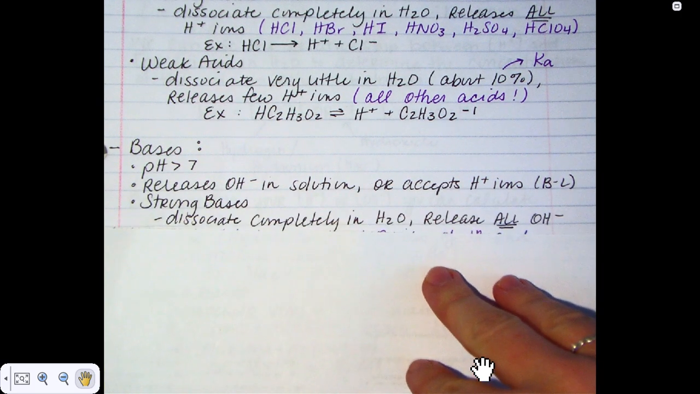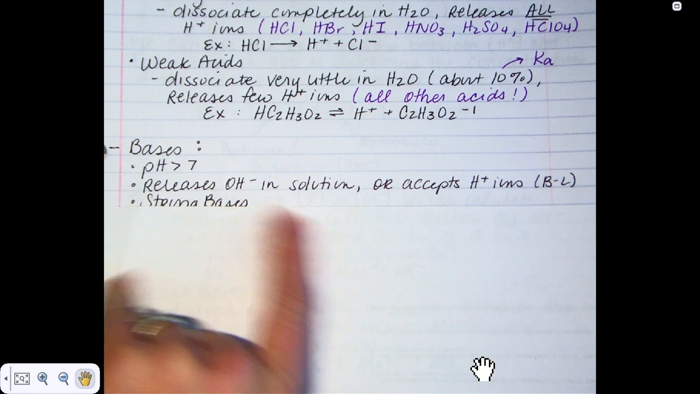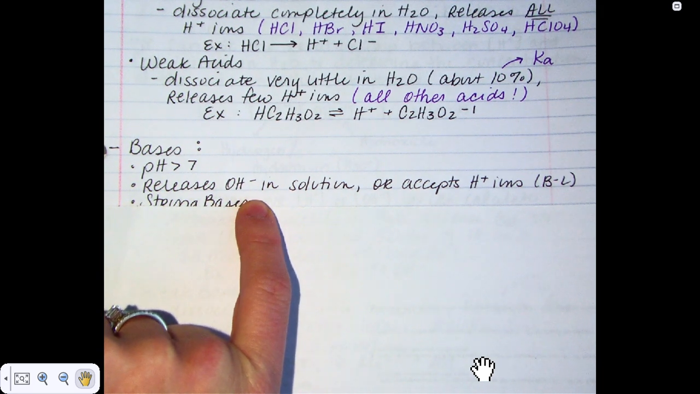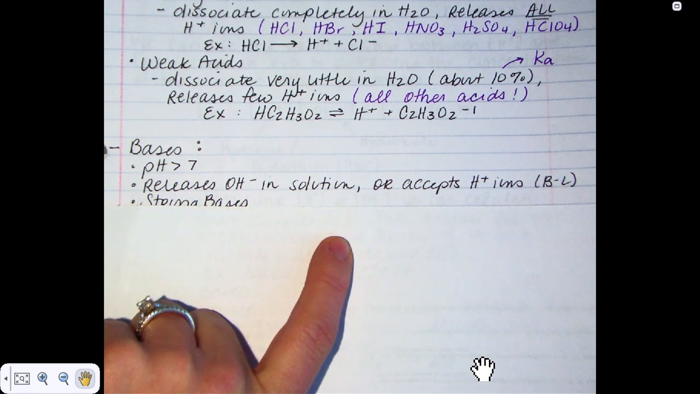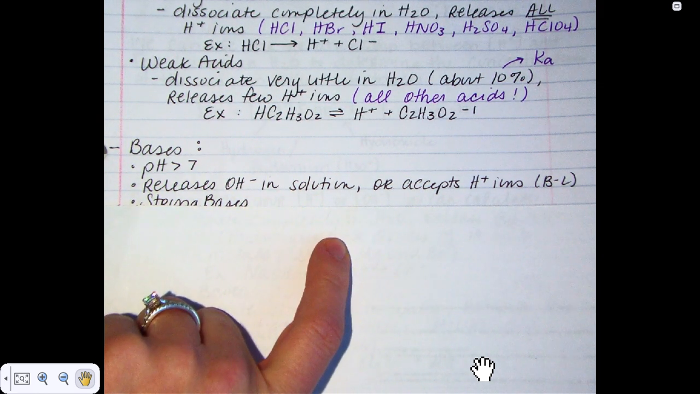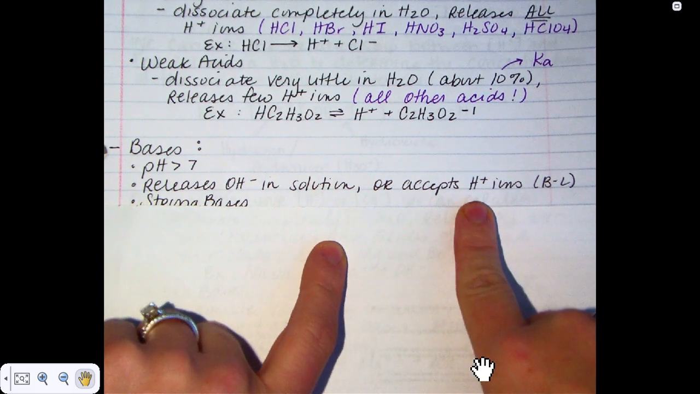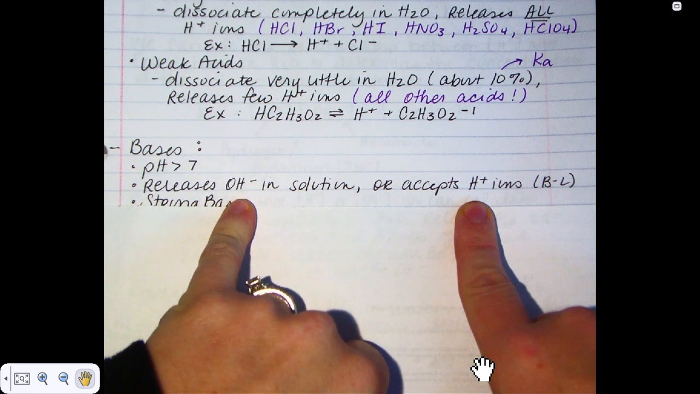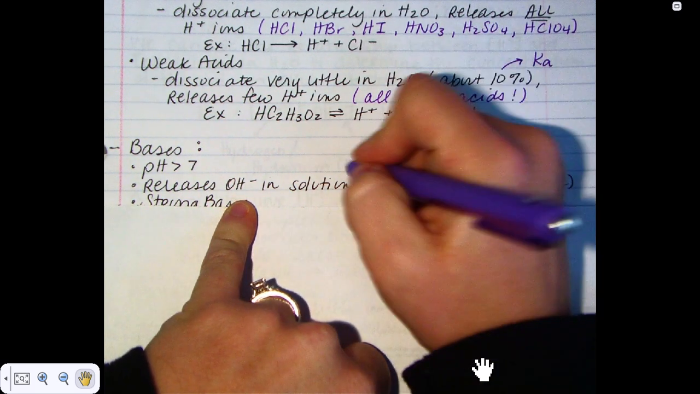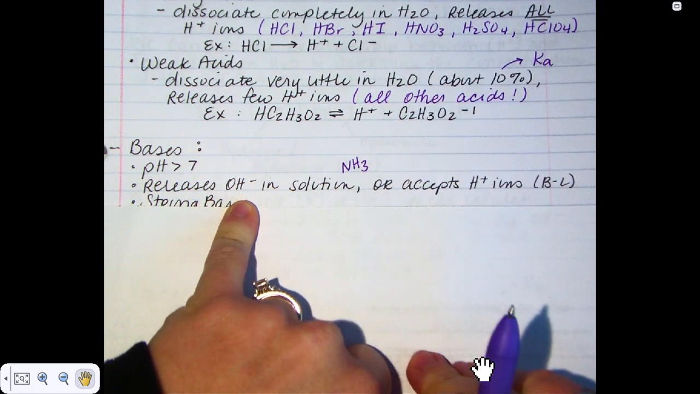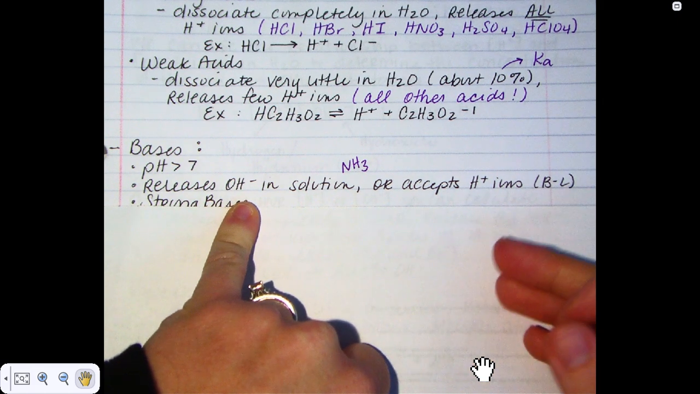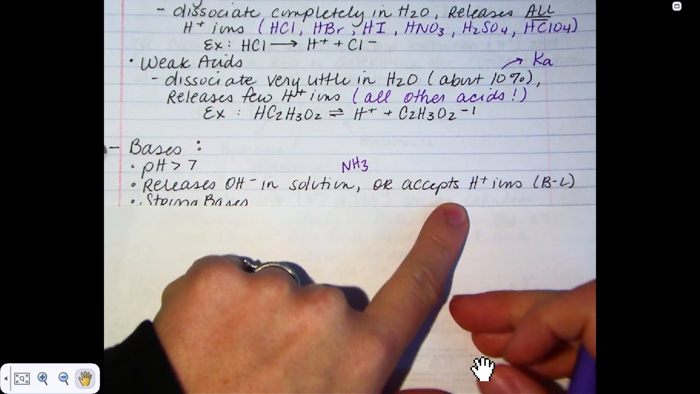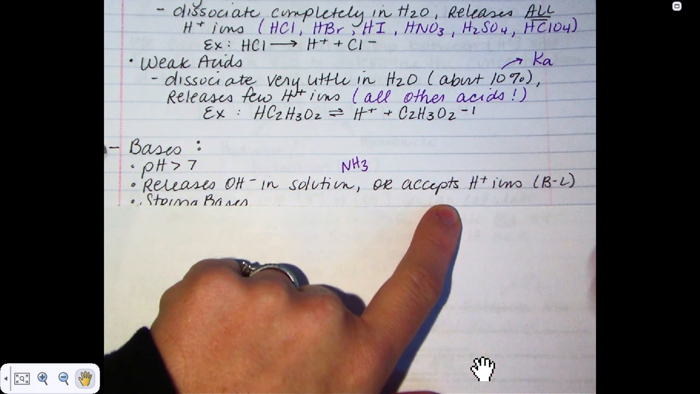Okay, so our definition of a base is anything that releases OH- in solution, which is our Arrhenius definition of a base. And then we also have the Bronsted-Lowry definition of a base, anything that accepts an H+ ion. And the reason for this is there is a very common base, ammonia, NH3, which is 100% a base, but would not fit with this Arrhenius definition. NH3 has no hydroxides to release in solution, but yet it is a base. And so we have to follow the Bronsted-Lowry definition for situations like that.